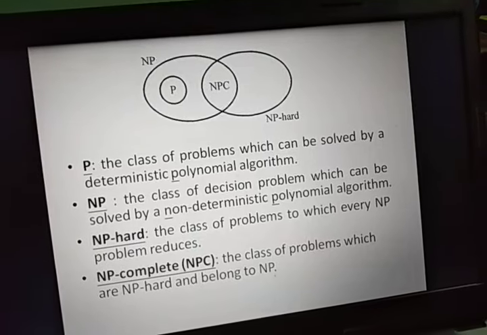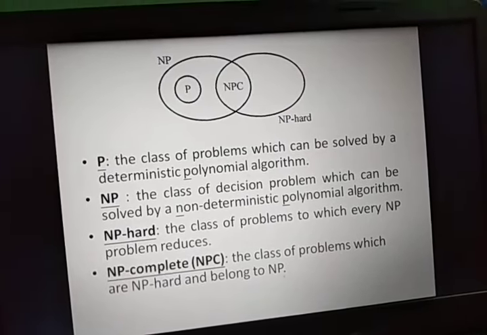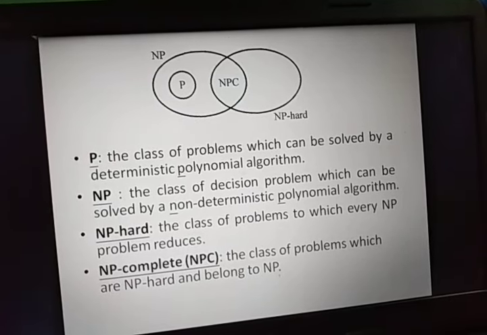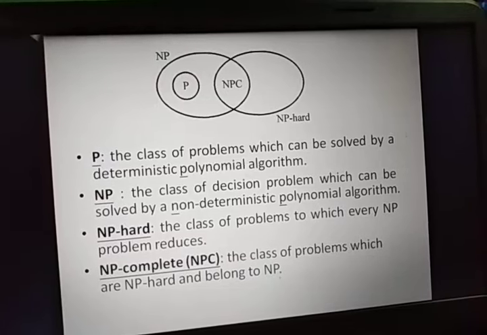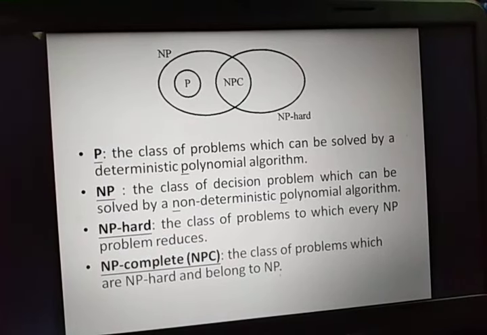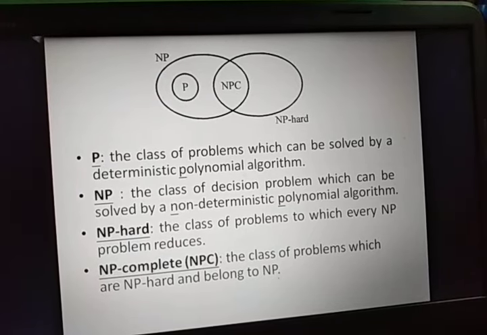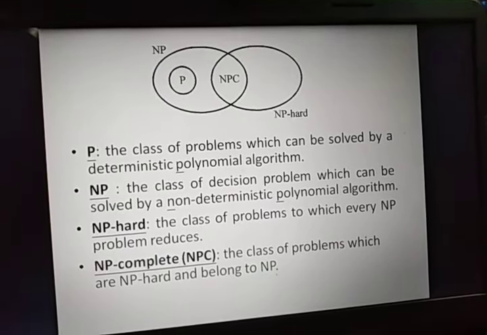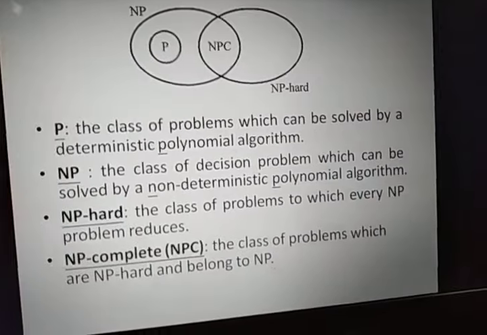So P stands for the class of problems which can be solved by a deterministic polynomial time algorithm. NP stands for the class of decision problems which can be solved by non-deterministic polynomial algorithms. NP-hard is the class of problems to which every NP problem reduces, and NP-complete is the class of problems which are NP-hard and belong to NP.